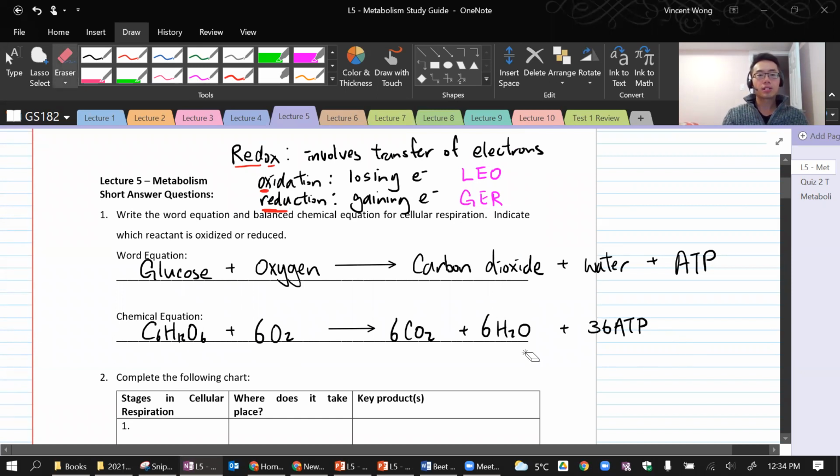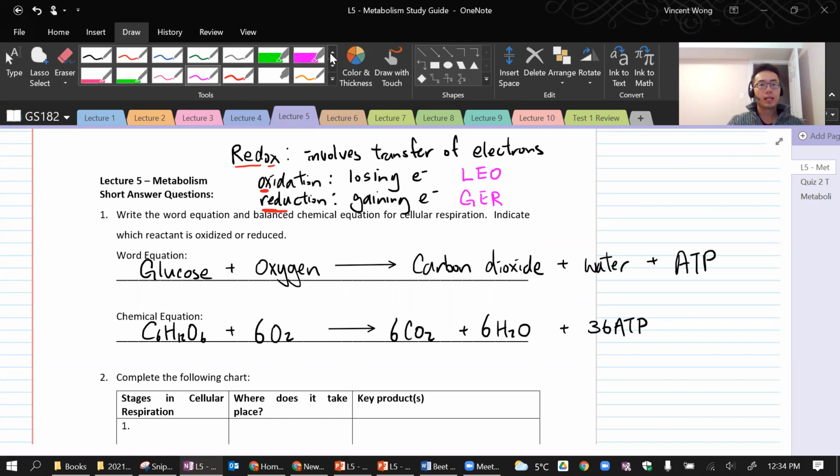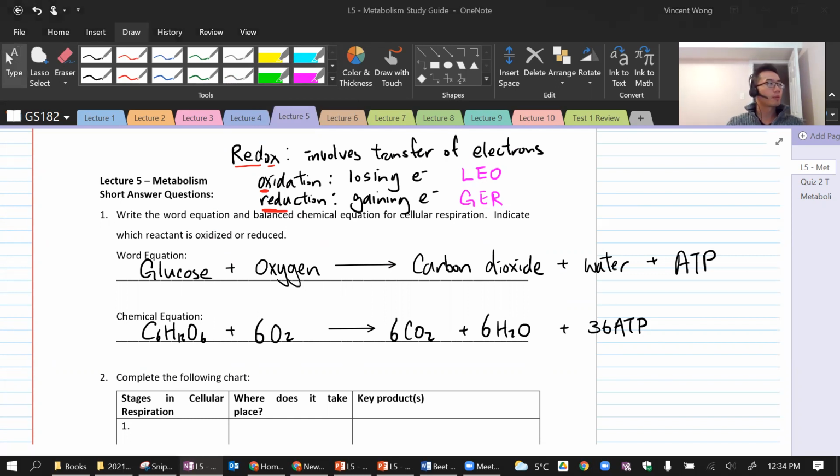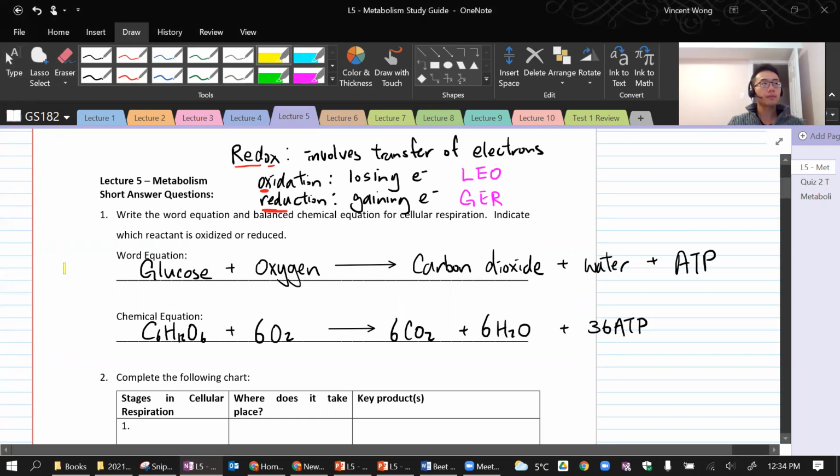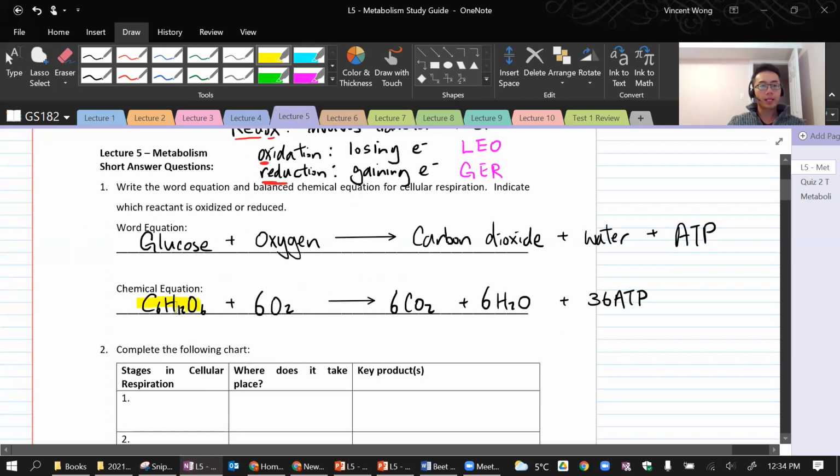Okay, so in our cellular respiration equation, the reactants, one of them is going to be oxidized, the other is going to be reduced. Can anybody tell me which one will be oxidized? Remember from the lecture recording, which one is oxidized? Paul said glucose, that would be correct. So glucose will be oxidized into carbon dioxide.